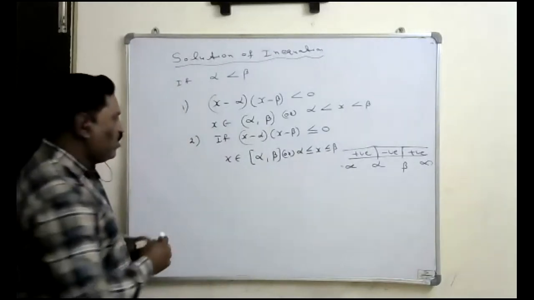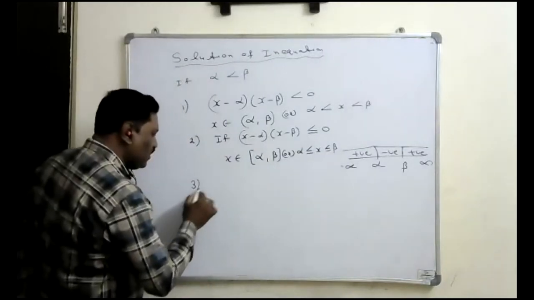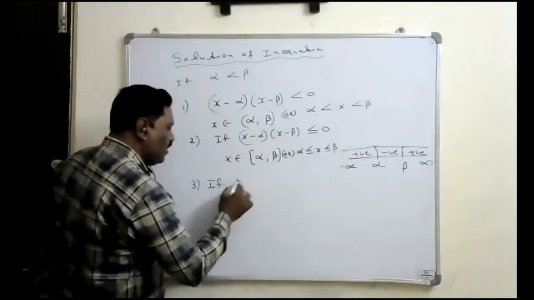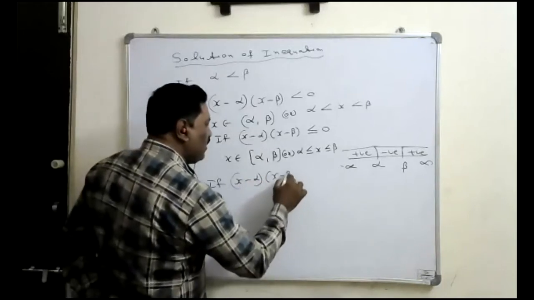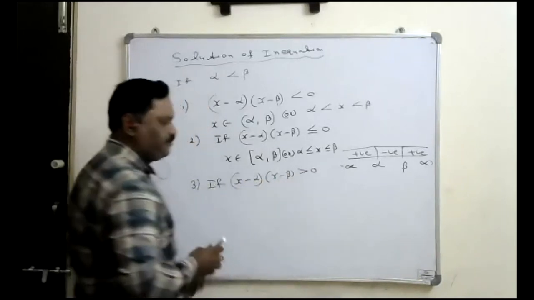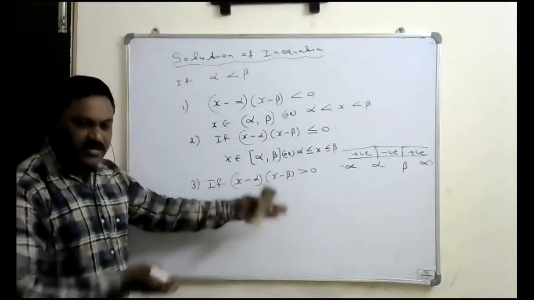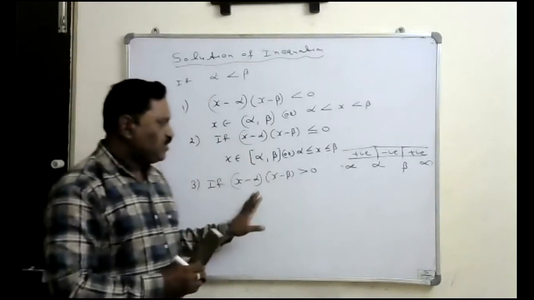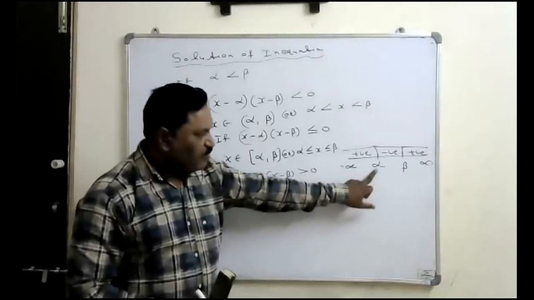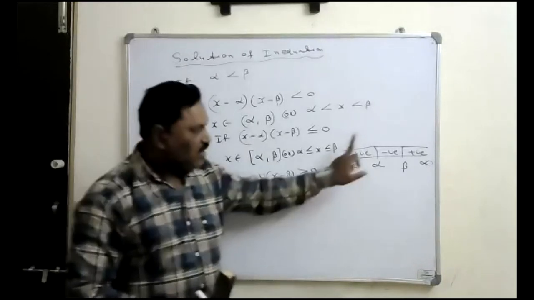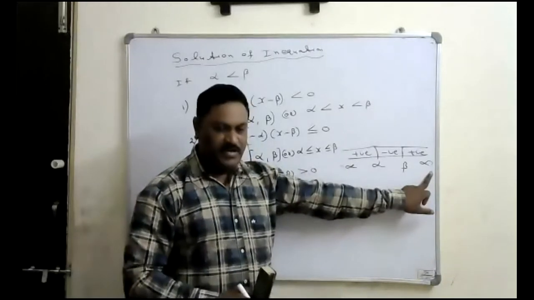Okay. Then third case, suppose if x minus alpha into x minus beta greater than 0. Suppose if this product is positive, तो प्रोडक्ट पॉजिटिव कहा हो रहा है हमको, माइनस इन्फिनिटी से अल्फा बीच में लिया तो तब हो रहा है, और नहीं तो बेटा से इन्फिनिटी.